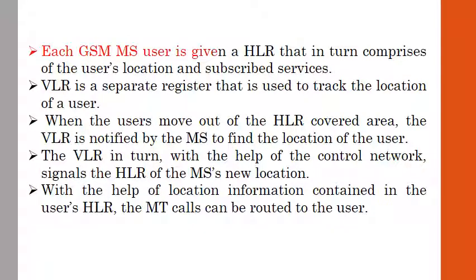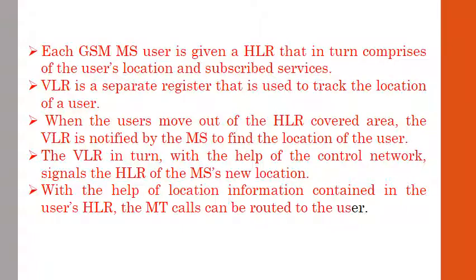Each GSM MS user is given a HLR that in turn comprises the user's location and subscribed services. VLR is a separate register that is used to track the location of the user. When the users move out of the HLR covered area, the VLR is notified by the MS to find the location of the user. The VLR in turn, with the help of the control network, signals the HLR of the MS's new location. With the help of the location information contained in the user's HLR, the MT calls can be routed to the users. Thank you.